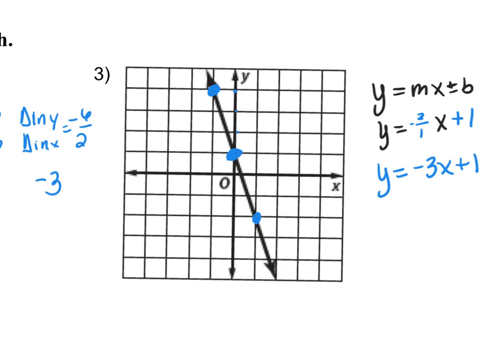What I need you to do is grab out your homework, which is 4.4. There are 4 tables and 4 graphs on there. You're going to need to find the slope intercept form on all 8 problems. Okay? It is going to be due first thing tomorrow.